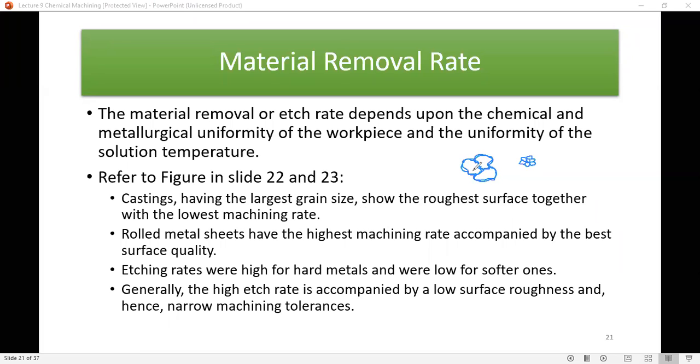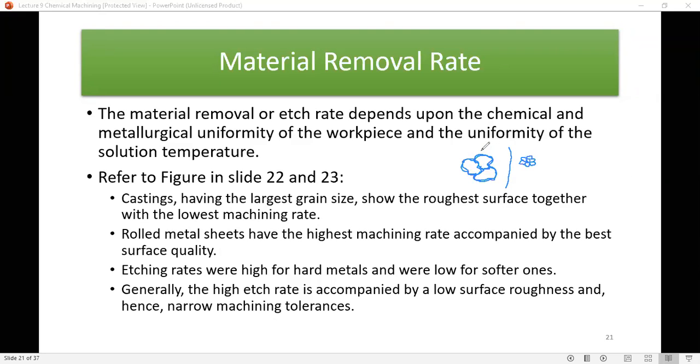The machining rate will also be lower because the grain boundary ratio to the grain size will be lower compared to this. So if you do etching and the etching happens at the grain boundary, you etch this much faster compared to this material, right? So that's the influence of the grain size on the etching rate and also surface roughness.